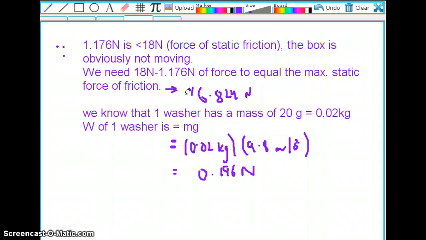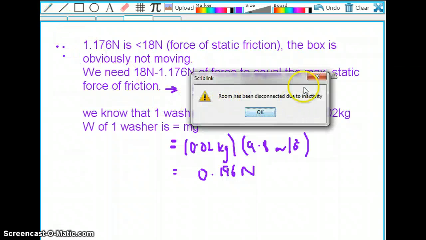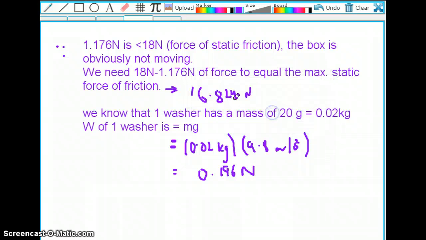So this is the information we have up to this point. The question is asking us how many washers we can add. So we need washers that are going to amount to 16.824 newtons. That's how many washers we need. And I'm going to continue this in the second part of the video because I'm running out of time.